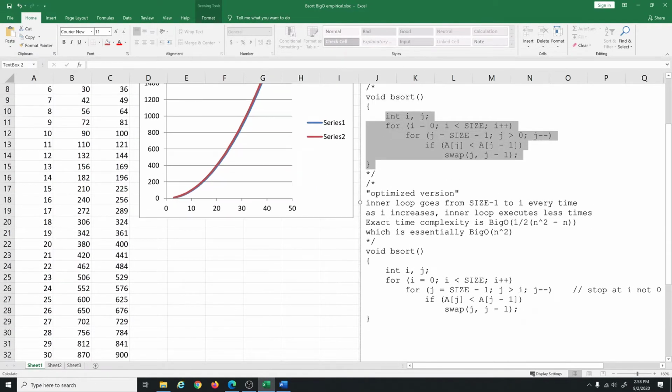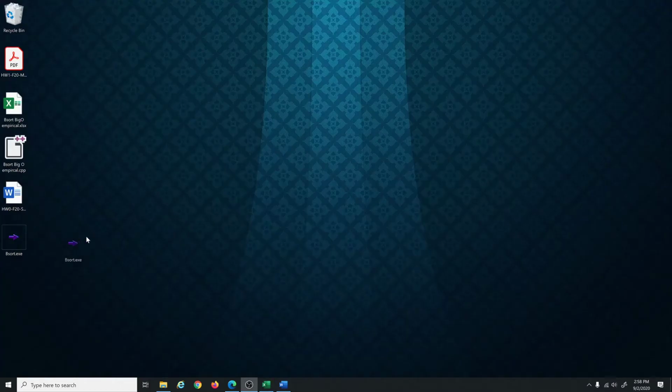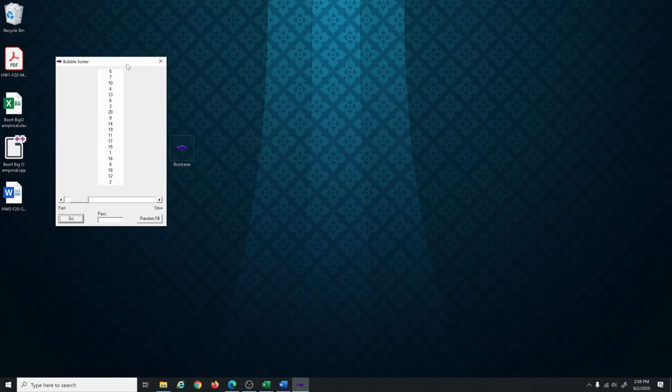But if I make a small change here, in the conditional, instead of j going to 0, j only needs to go to I. So as the I is increasing on the outer loop, the inner loop is going a little bit less each time. Okay? What does that look like? I have this exe file here that I've posted in the demos section of the website. And if you run that, this is an optimized BubbleSort. Let's go ahead and run that.